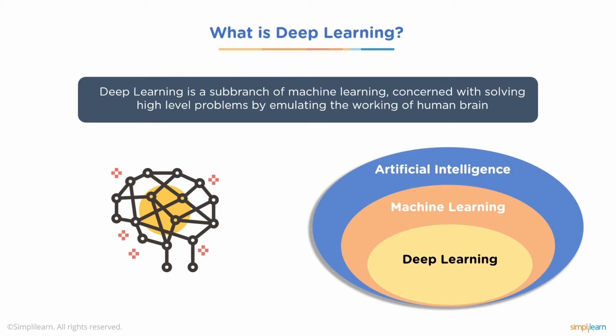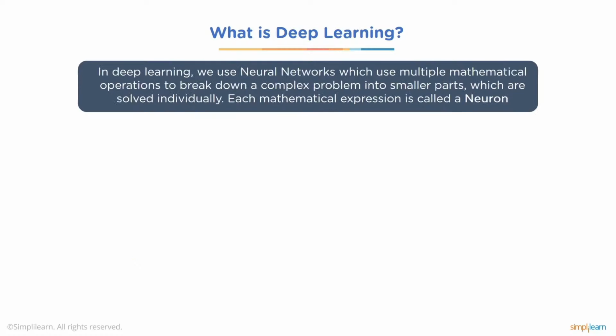Now, deep learning, as I said, is a class of machine learning algorithms that uses multiple layers to progressively extract higher level features from raw input. For example, if we have a system which we are using for image processing, lower layers in the system may be used to detect the outlines of images, while higher layers may identify the concepts which are relevant to the image. In case of the picture of a human, it might recognize features such as digits or letters or face. Now, in deep learning, we use neural networks to use multiple mathematical operations to break down a complex problem into smaller parts which are solved individually.